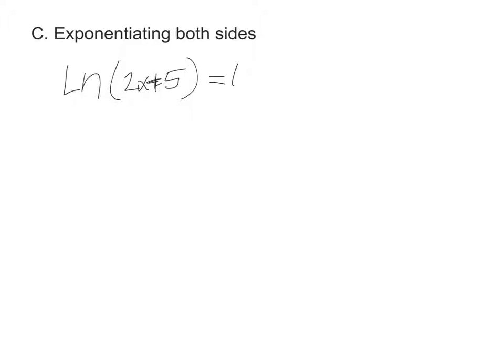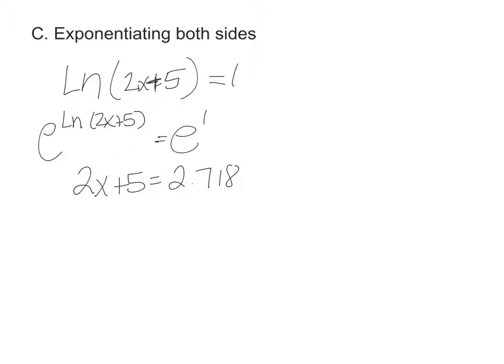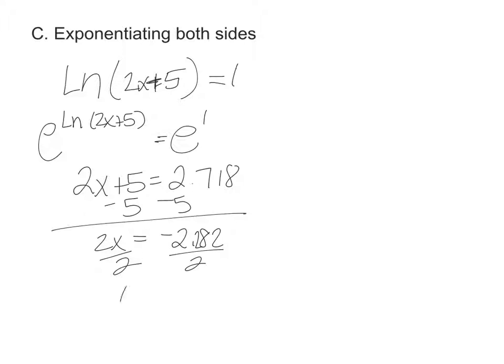The natural log is log base e, so I'm going to make both sides exponents on e. So it's e to the ln of 2x plus 5 equals e to the 1. And because e and ln are inverses, e to the ln of 2x plus 5 is just 2x plus 5, and e is 2.718. And to solve that, we'll just subtract 5. 2.718 minus 5 is negative 2.282 equals 2x, and then divide by 2, and x is equal to negative 1.141.